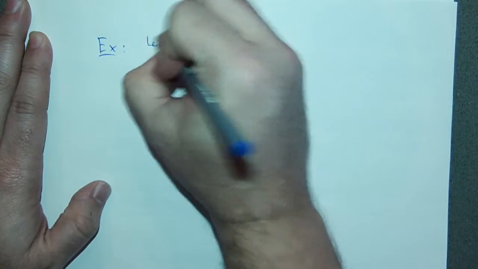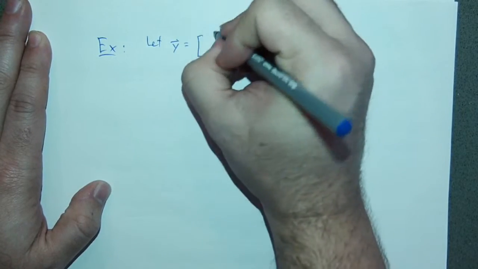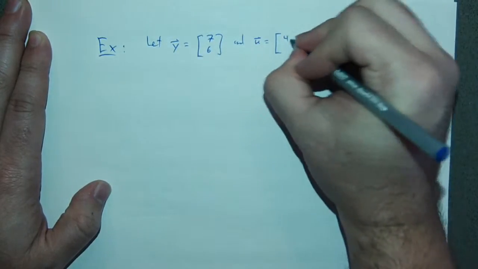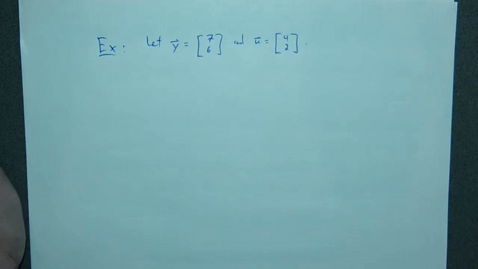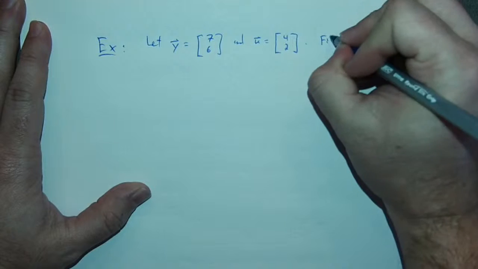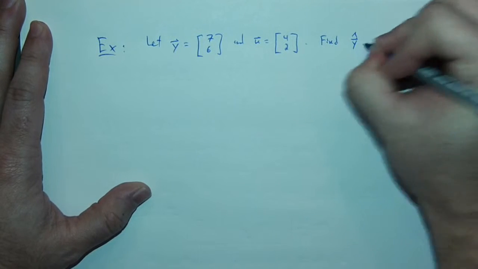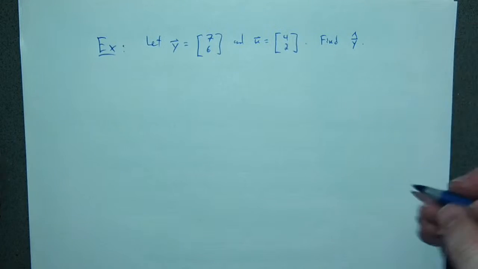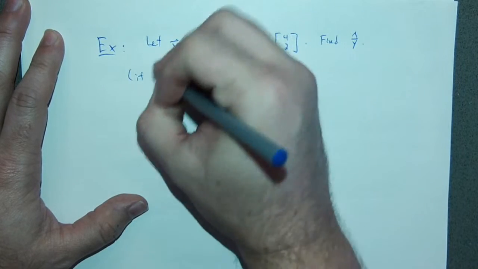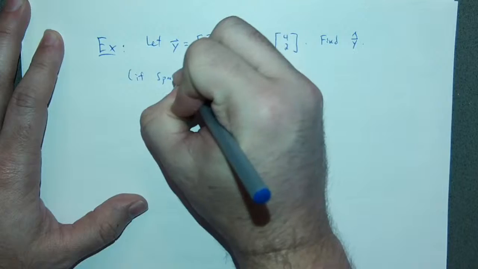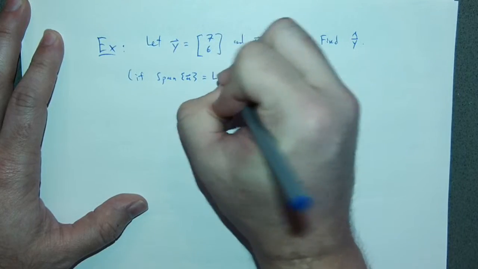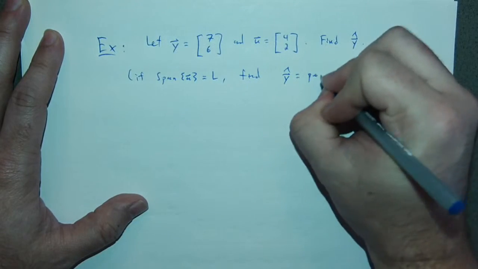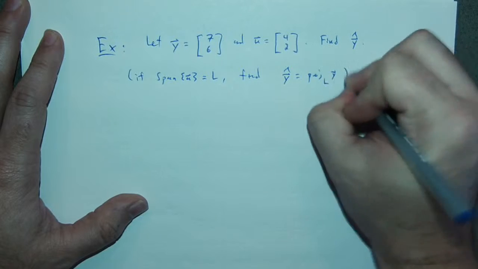Okay, so let's do a single example here. Let y be the vector 7, 6, and u be the vector 4, 2. So I want to project the vector 7, 6 onto the vector 4, 2. So find y hat here. That is the orthogonal projection of y onto u. Written another way, if the span of u is equal to L, find y hat, which is the projection of y onto L.